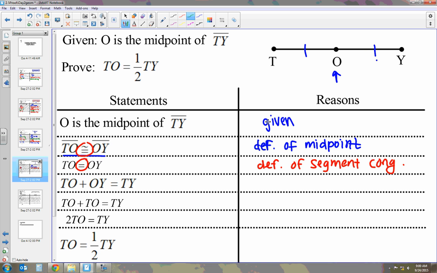Our next statement says TO plus OY equals TY. Well, let's look at the picture to see if that helps us. TO plus OY equals TY. Well, that's a part plus part equals whole, so that's our segment addition postulate. All right, next I notice that the TOs are the same and the TYs are the same. But what's different is the OY and the TO. And if I look at the line above, TO is equal to OY, so I substitute in the TO for the OY, so it's substitution property of equality.